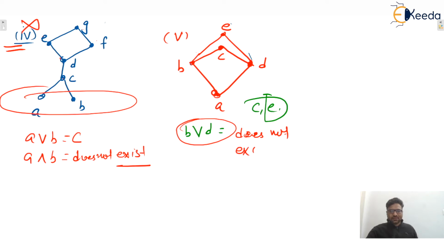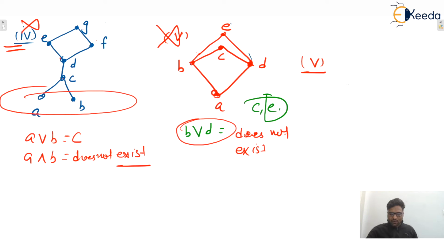Does not exist. That's why we can say that this is not a lattice. Write down the next example, the fifth one. You can pick any pair, and then that will be guaranteed. If for any pair the least upper bound and greatest lower bound do not exist, then we can say that particular Hasse diagram will not be a lattice.